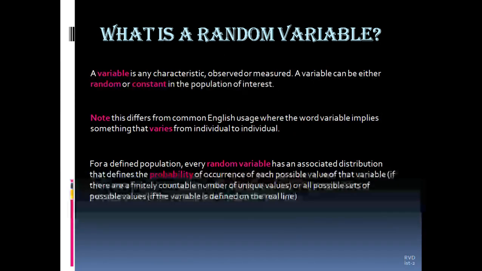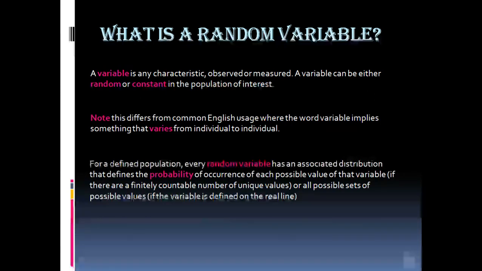A variable is any characteristic observed or measured. A variable can be either random or constant in the population of interest. Note, this differs from common English usage, where the word variable implies something that varies from individual to individual.